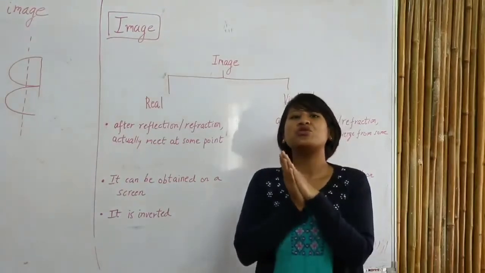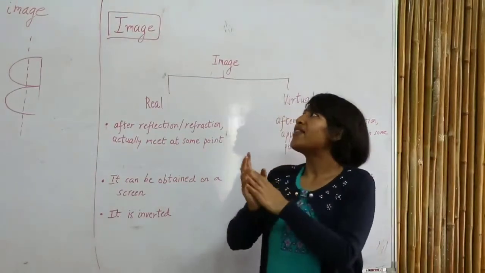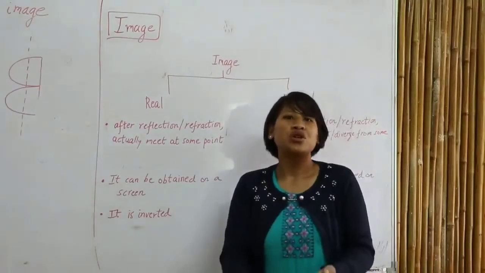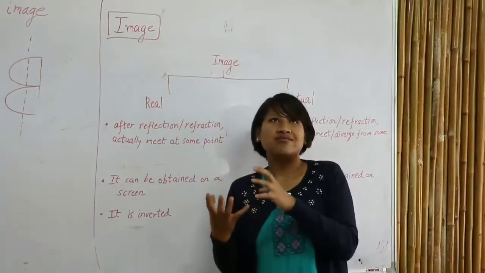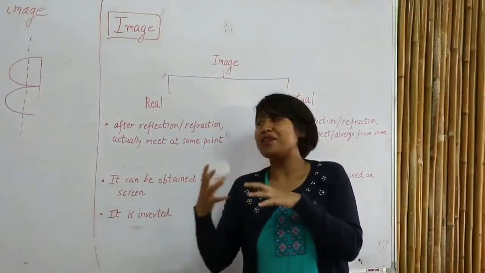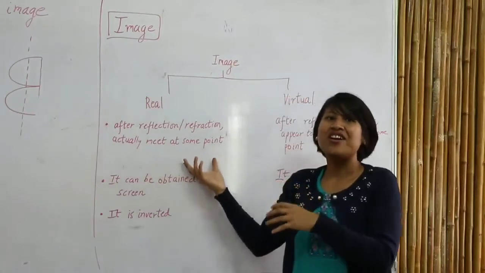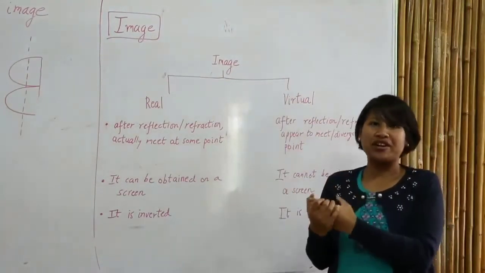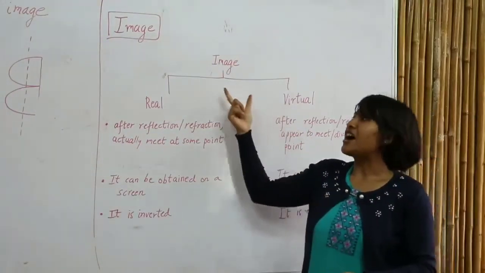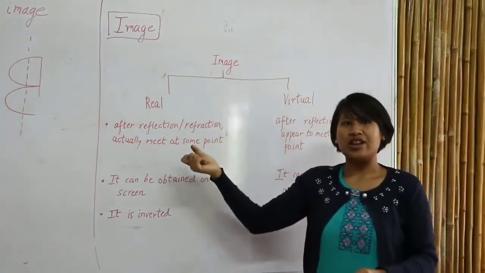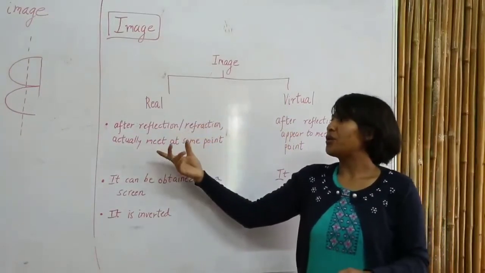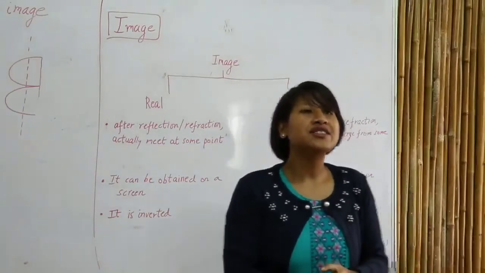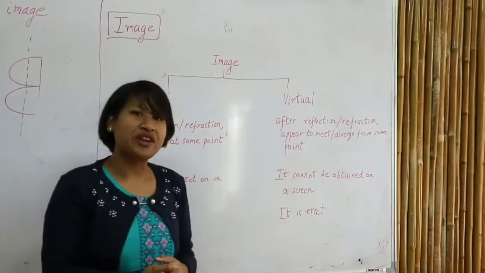Image is formed due to reflection or refraction, but there are two ways: either the rays actually meet at a point, or they appear to diverge from some point. So there are two types of image, real and virtual. Now, what it means to actually meet or appear to meet at some point can be understood only with the help of ray diagrams.